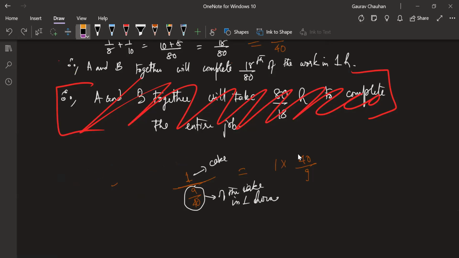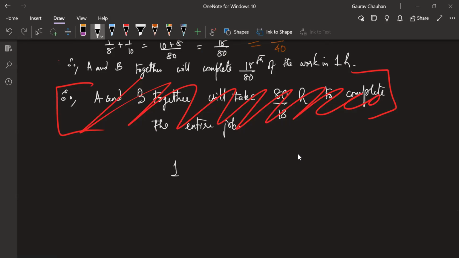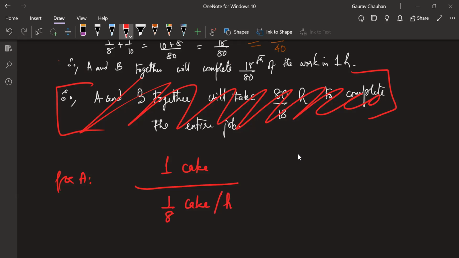Guys, how much cake do I have to eat? I have to eat 1 cake. Let me take a different color. I have to eat 1 cake. How many cakes am I eating in 1 single hour? Suppose I am eating 1 by 8 of the cake. This is A. For A, I am eating 1 by 8 of the cake per hour.